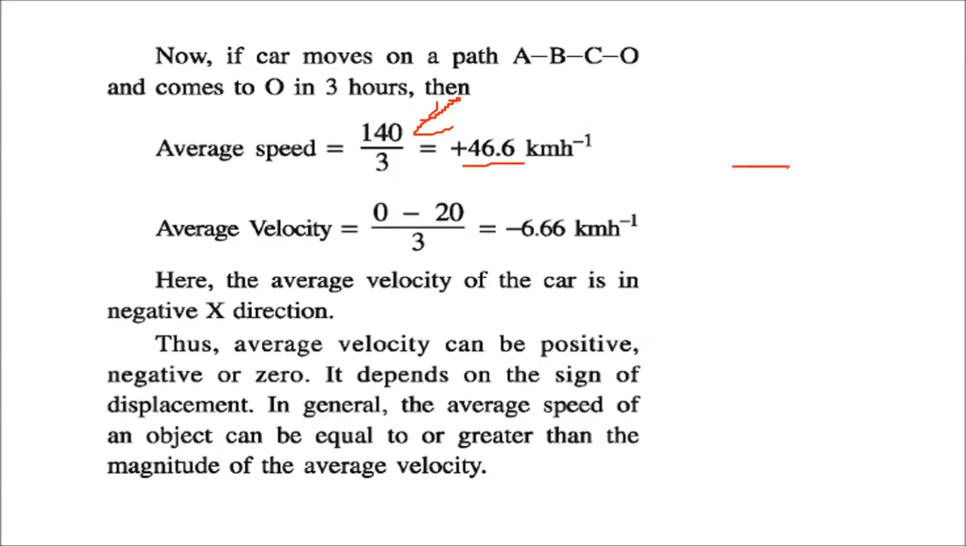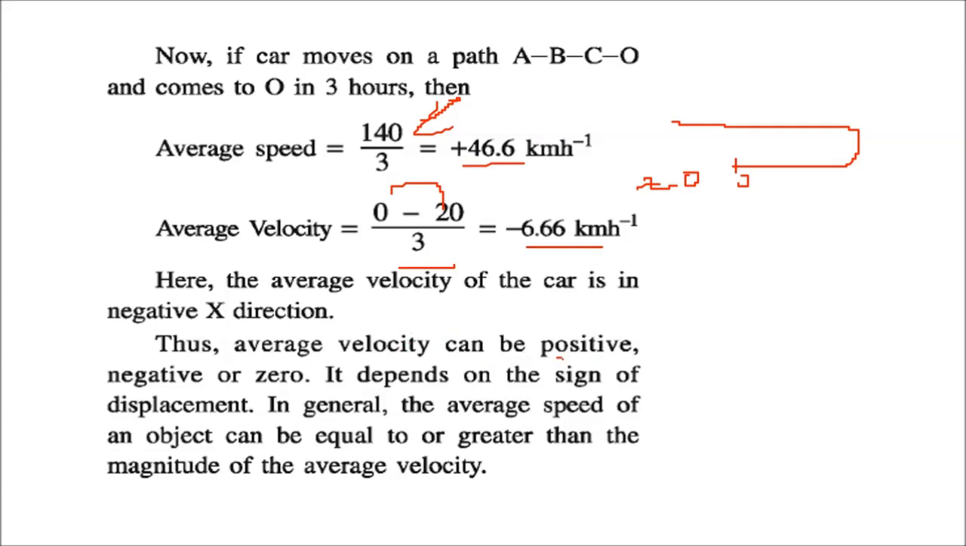Now an object goes from this point and again comes to this point. It means it reaches ahead of it. So say this is 0, this is 20. So now this is minus 20. So average velocity will be 0 minus 20 by 3, say in 3 hours. So it will be negative. So the average velocity of a car is in the negative x direction.